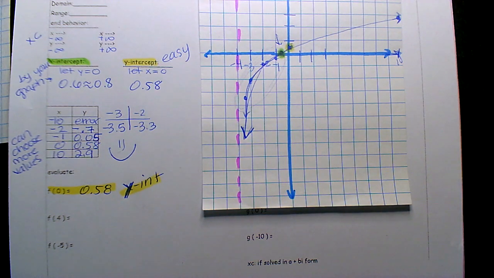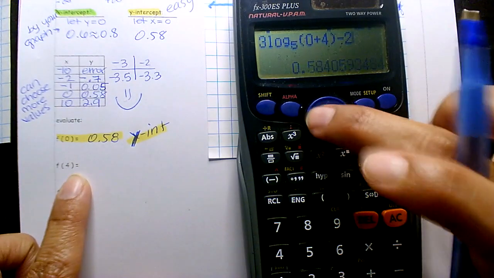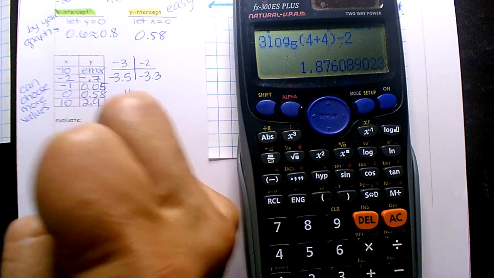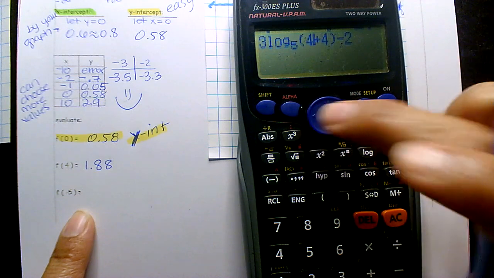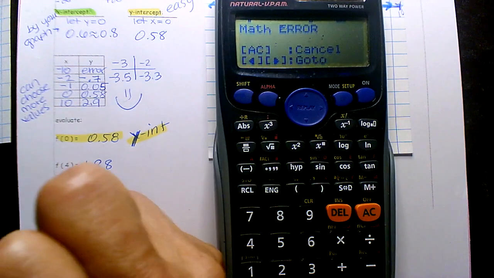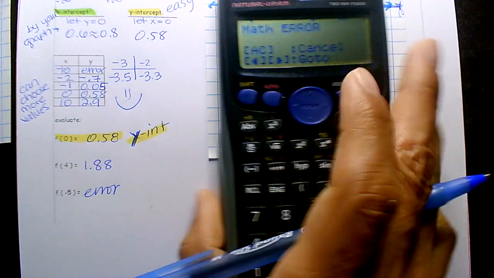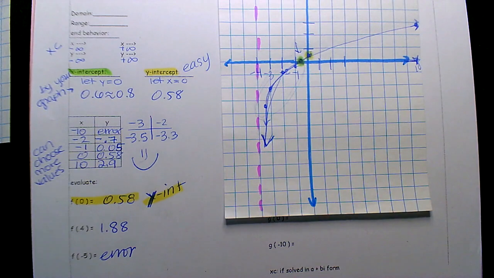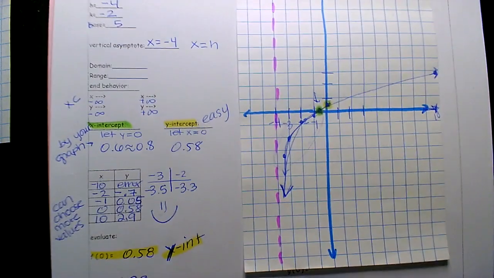Okay, and then for the others, what's f of 4? You just plug it in, and I get 1.88, and then I plug in, what can you see? Yeah, -5, and I get error, and that's it. That's all you're giving me for the bottom part. It's just, can you use the calculator? Yeah. Good? Yeah? Okay, let's look at domain and range and behavior.